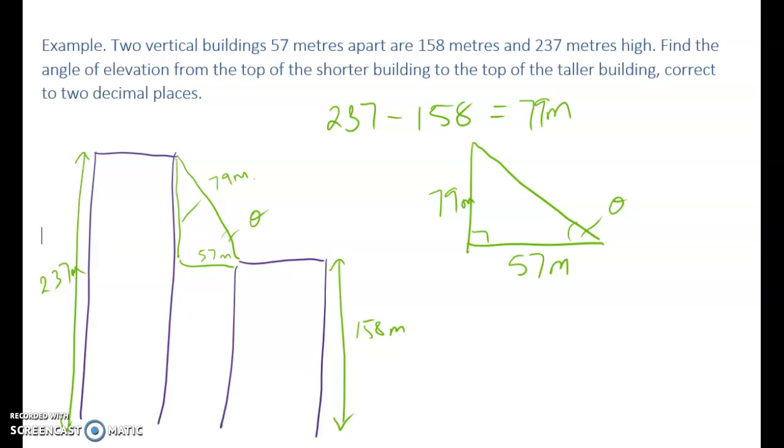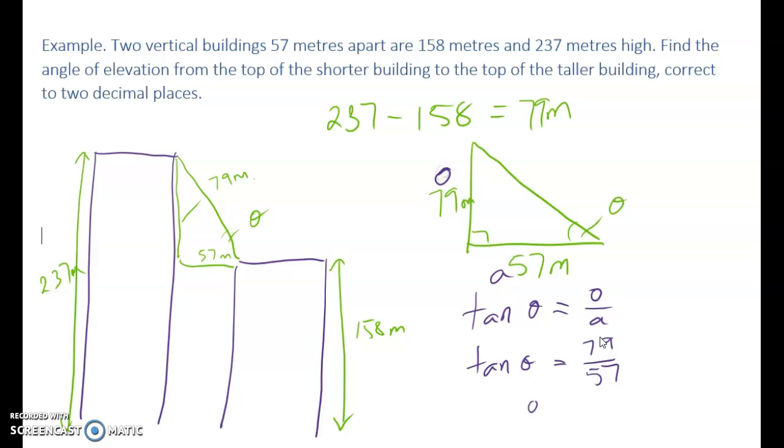What we've got to do now is label what we have. So there's our angle. That means that this is our opposite and this is our adjacent. So again, we're using tan. Tan theta equals opposite over adjacent. Let's fill in what we know. We don't know the angle, but we do know that we have 79 over 57.